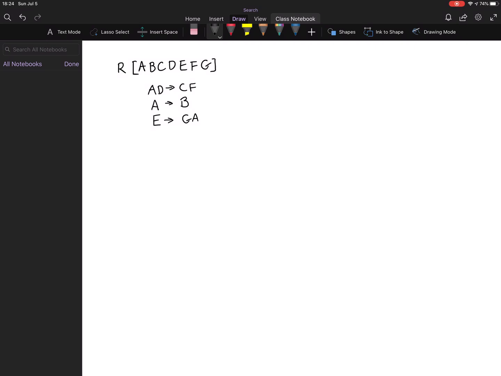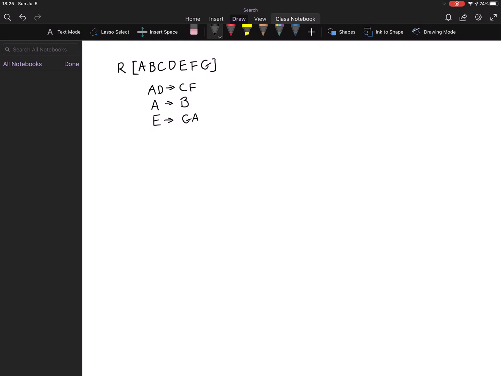Today I'll be showing you guys how to normalize into third normal form in database relation. Okay, so we have a pretty basic relation here with A, B, C, D, E, F, and G. We have three functional dependencies. So how would we start off normalizing these functional dependencies and relations?